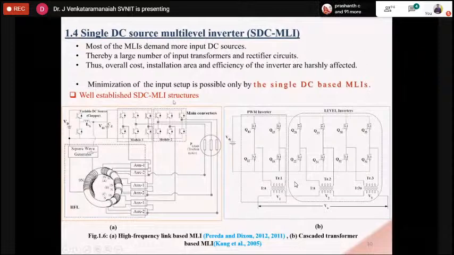So that's why we are going for single DC based MLIs, and this is one type of configuration where we are using a high frequency link transformer. If you see this configuration in detail, this is a DC to DC converter. Once you get the DC, it goes to a square wave generator, that means it is also an inverter at high frequency.